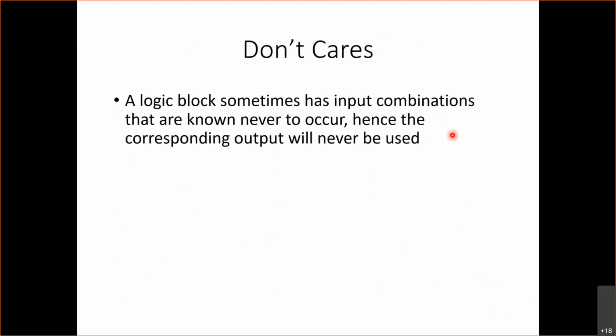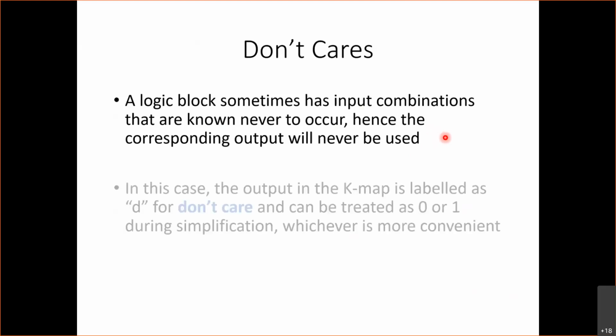So you have a logic block, it does something. Maybe this logic block has 4 inputs, and these 4 inputs have 16 possible combinations, but we know, because of the specific context of the logic block, that some of these input combinations are impossible to occur. So in this case, we don't care about what the output is for these input combinations because they will not occur. And because we don't care, we can take advantage of that to treat them as either a 0 or a 1, depending on what gives us a simpler equation.